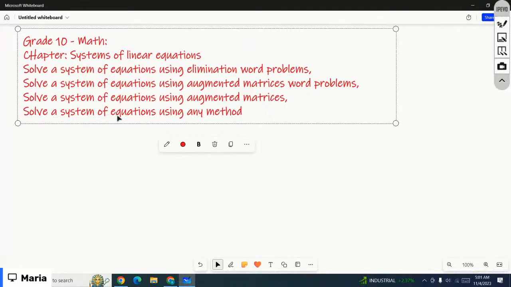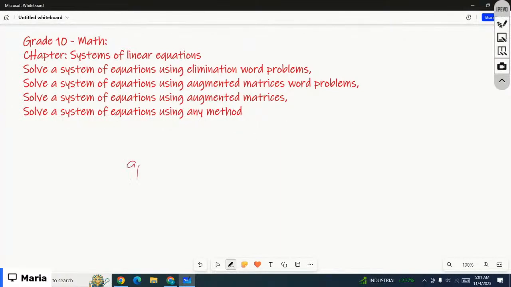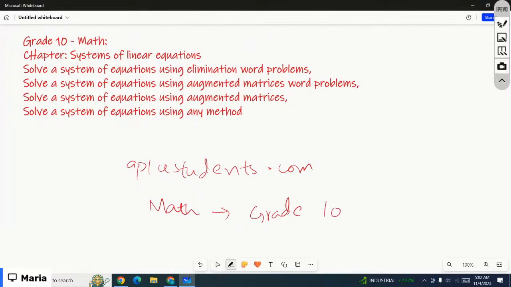We are here for grade 10 math. You can find all the lessons on aplusstudents.com. You have to log in there using your email address and password as provided by the administrator. Then you have to select math from the subject tab, scroll down to grade 10, and then click on view all lessons. There you can find a list of the chapters.